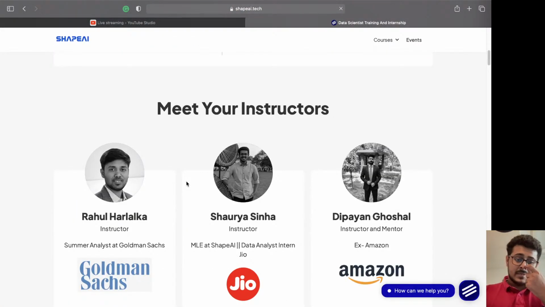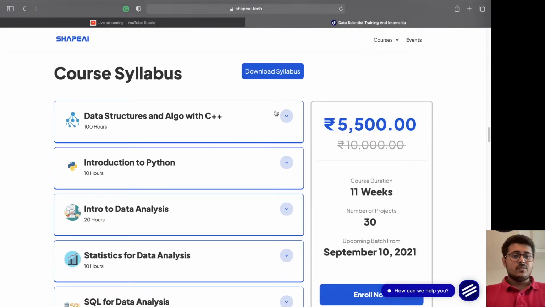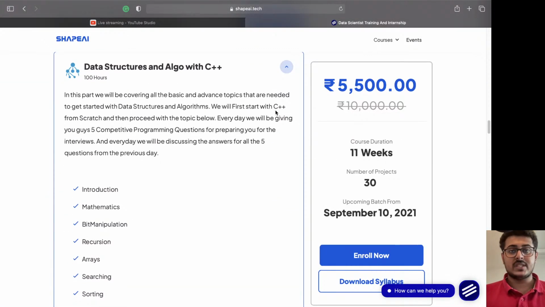Okay, so the syllabus is right over here, as you are able to see. Let me just open up the syllabus. First of all, data structures and algorithms with C++. So we follow C++ right over here. We will first teach you C++. There are no prerequisites in the entire program. We first start with teaching C++ and then we move on to data structures and algorithms in C++.